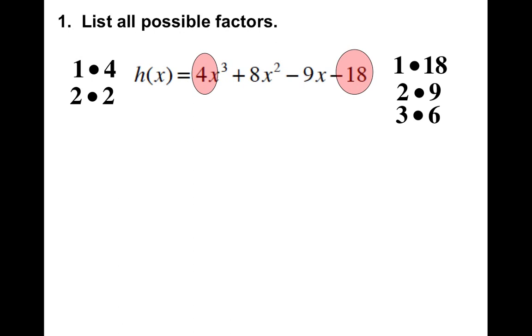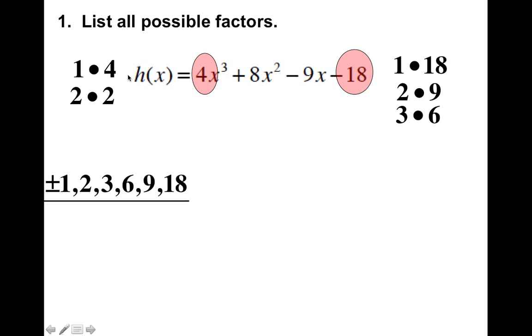So the rational root theorem says to do plus or minus these factors. So plus or minus 1, 2, 3, 6, 9, and 18. Notice we write them least to greatest. And we're going to divide it by plus or minus 1, 2, and 4. Notice again, I'm not writing 2 twice.